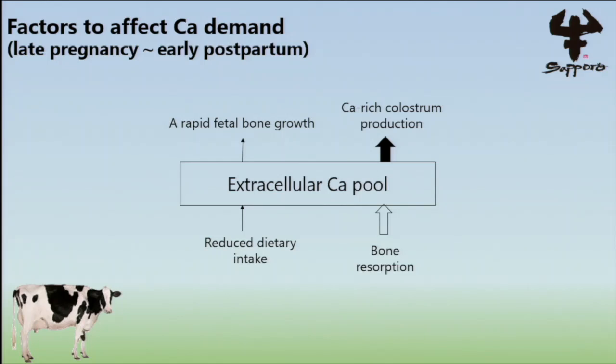Rapid fetal bone growth, followed by calcium-rich colostrum production. Pregnant dairy cows reduce feed intake, especially in late pregnancy. Therefore, the calcium supply from bone should be important in this period. However, the bone metabolic status is not well understood around this period.